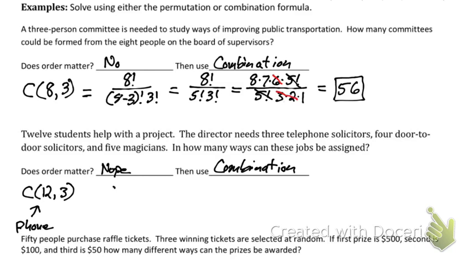Then let's talk about our door-to-door. That's going to be not 12 anymore, but we're going to have 9 people left. We'll have 9 choose. What are we doing? 4. All right, so that's going to be our door. And then finally, we are going to have our magicians, which is going to be, we have 5 people, and we are picking 5 of them. All right, I should have slid this over a little bit further.